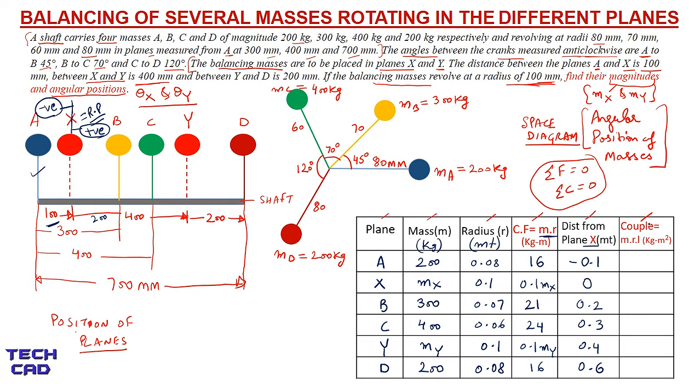Now we have to find out the couple. For couple, we have the formula mr into L, and L here is the distance from plane X. So you just have to multiply the centrifugal force mr with the distance L. So 16 into minus 0.1 will give you minus 1.6. In the similar way, you can determine the magnitude of the couples of all the masses. Consider this table to determine the magnitude and position of the balancing masses.